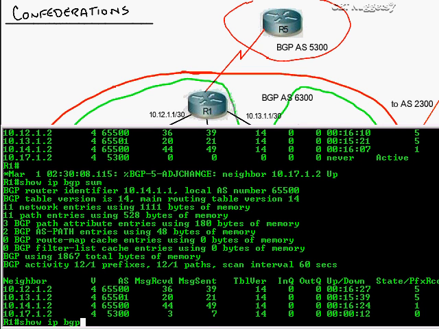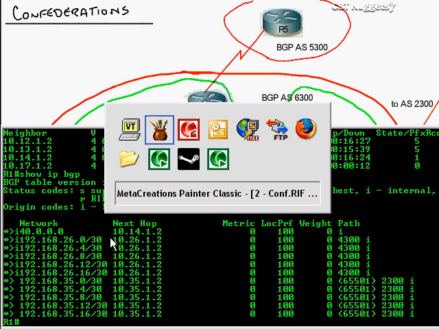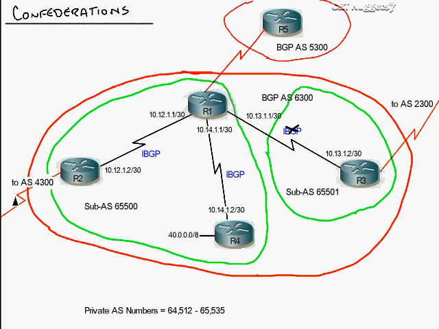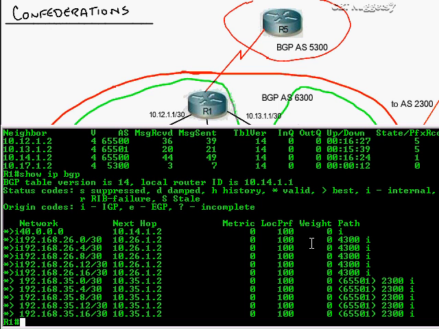Watch the routes now. Look at this. Router 1 in Autonomous System 65500 is receiving these routes from the neighbor 10.26.1.2. Let's zone in on who that is. That's going out here into this world, Autonomous System 4300, excuse me. And we have right here 4300, all those routes coming in.